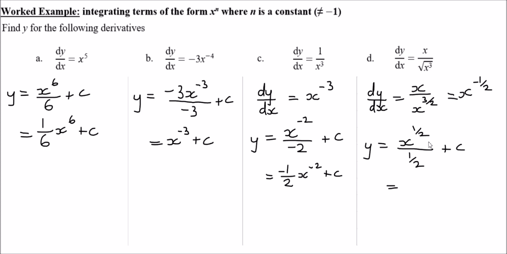If we divide through by a half, dividing by a half is the same as multiplying by 2. So our final simplified answer is that y, the original function, must be 2x to the power half plus c. And that's our answer done.